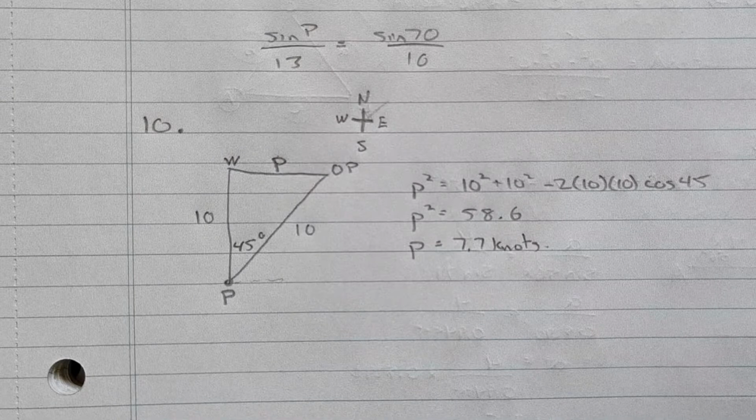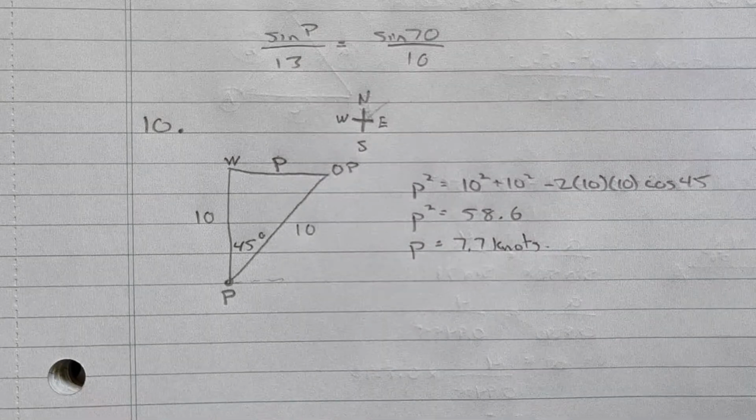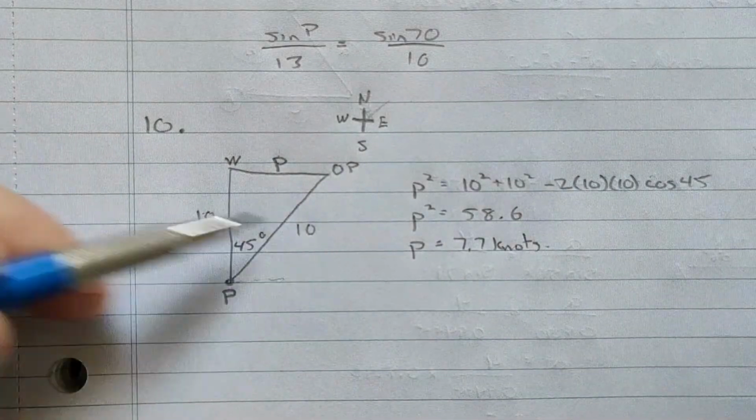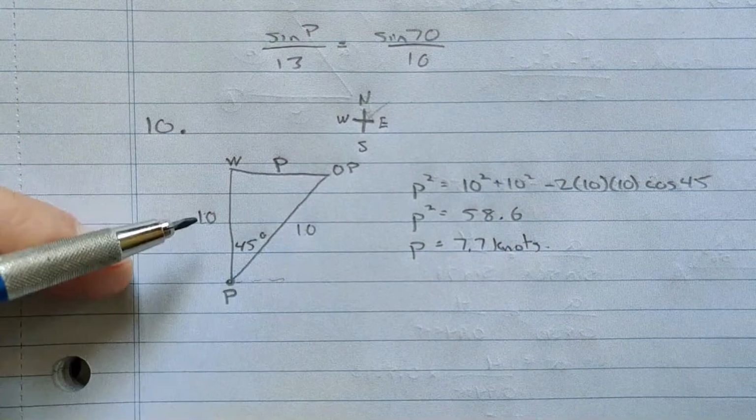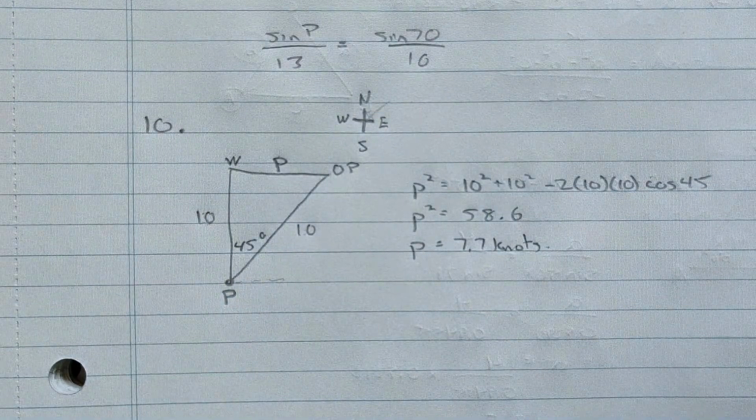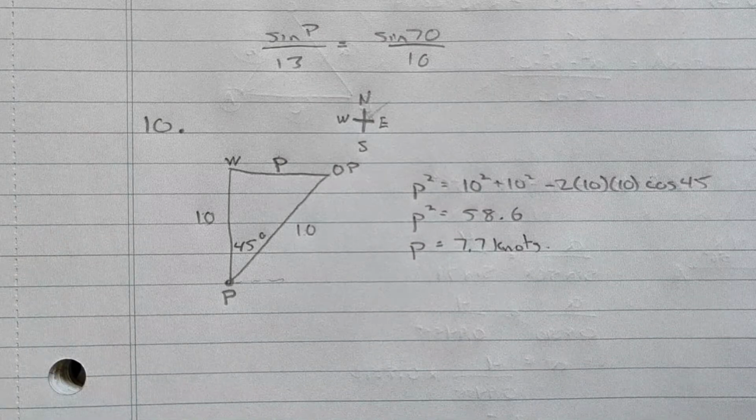Well, what we do is the exact same thing. However, we would double the tens here. So these would become 20 because they're traveling at 10 knots an hour. So it's going to be double that, and so you can multiply each of those by 2, and then again it'd be a very similar setup. It'd be p squared equals 20 squared plus 20 squared minus 2 times 20 times 20 times the cosine of 45.